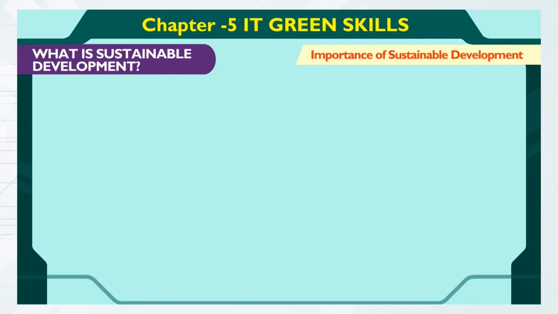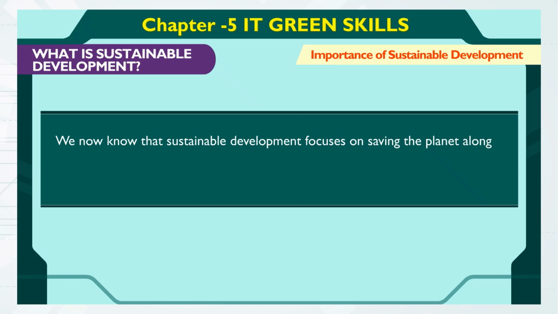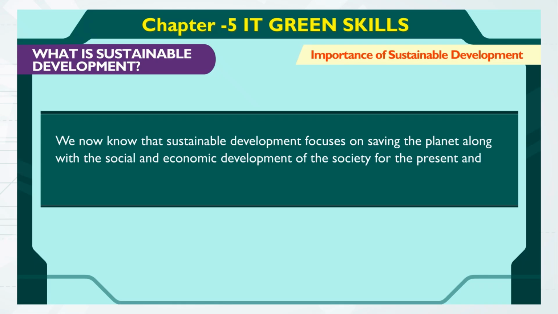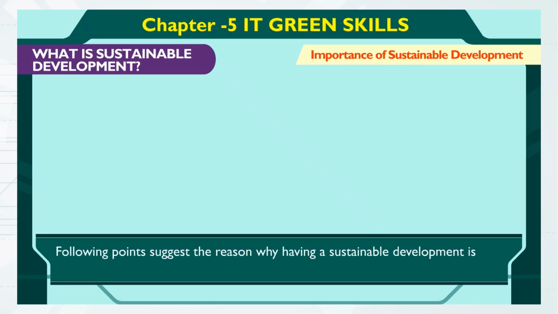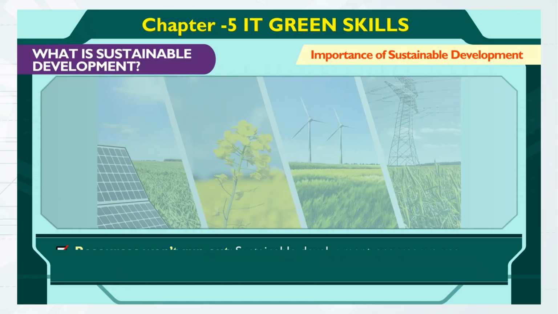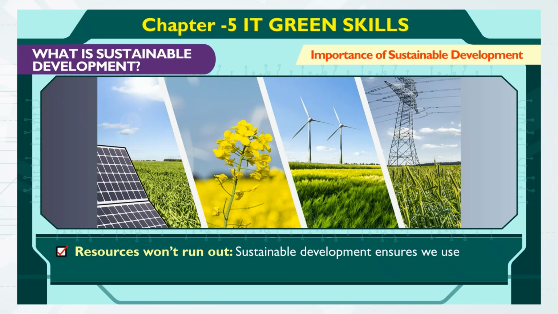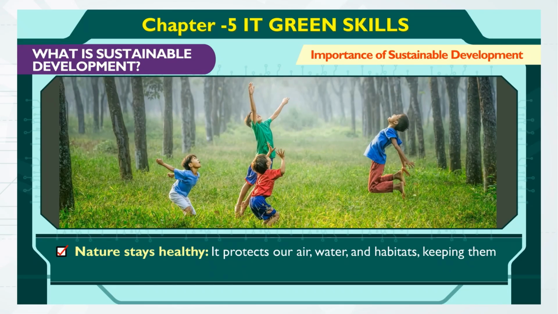Importance of sustainable development. We now know that sustainable development focuses on saving the planet along with the social and economic development of the society for the present and future generations to come. The following points suggest the reasons why sustainable development is important. Resources won't run out. Sustainable development ensures we use resources wisely so that they may last for future generations. Nature stays healthy. It protects our air, water, and habitats, keeping them safe for all living things.